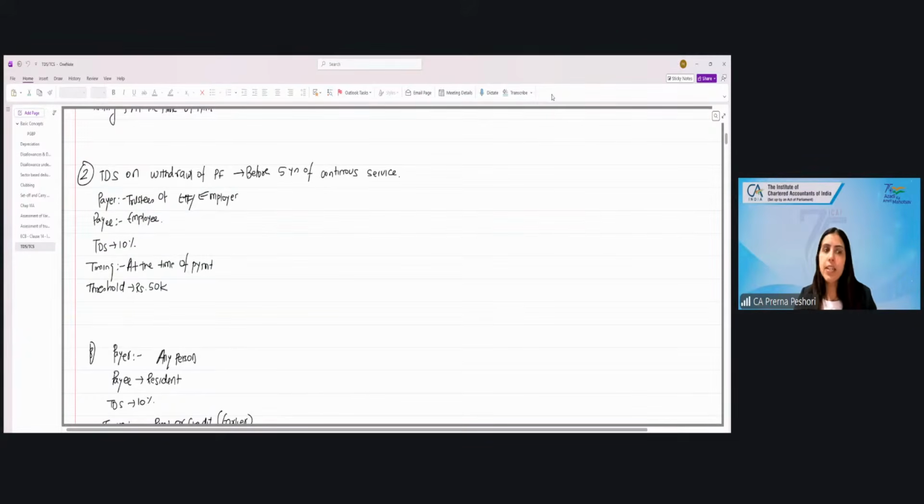What is the TDS rate? 10%. What is the threshold? 10,000. And what is the timing? It is payment or credit, whichever is earlier. Are we clear?